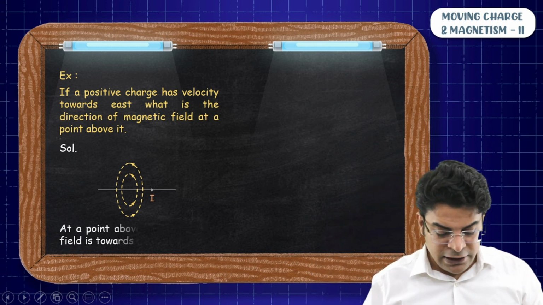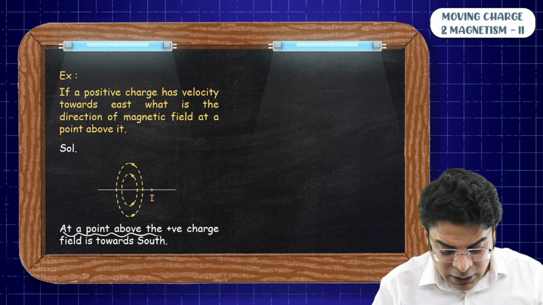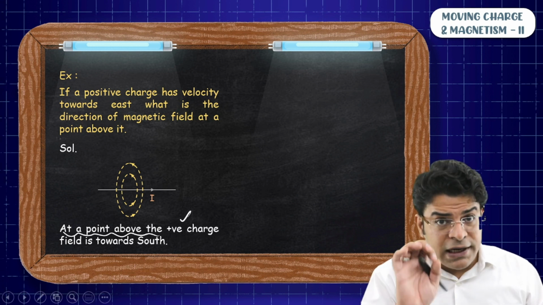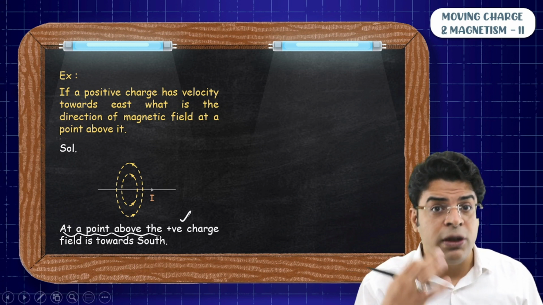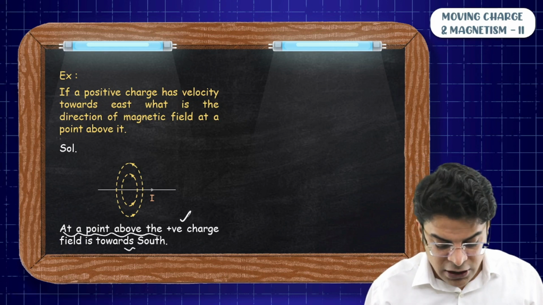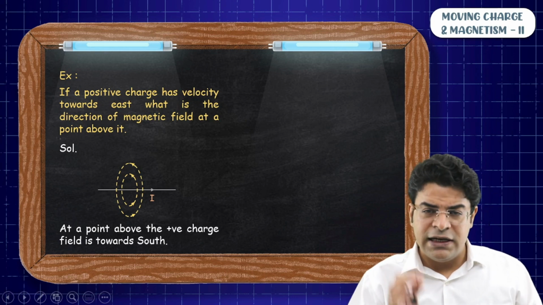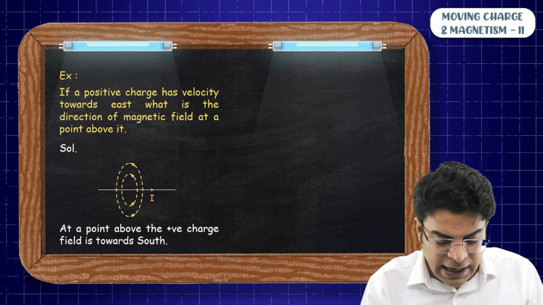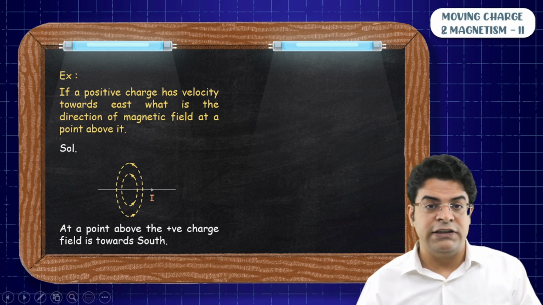So you will say that at a point above the positive charge, the magnetic field produced due to the motion of this positive charge will be towards south. Let's see one more example of this type where the charge is moving to understand better.